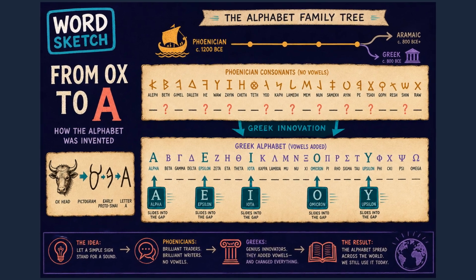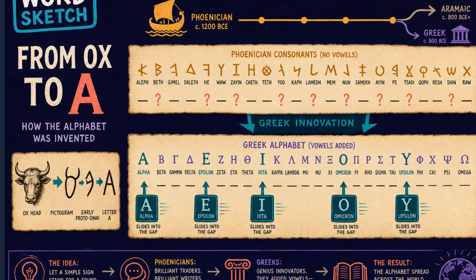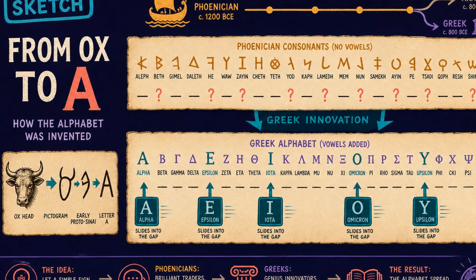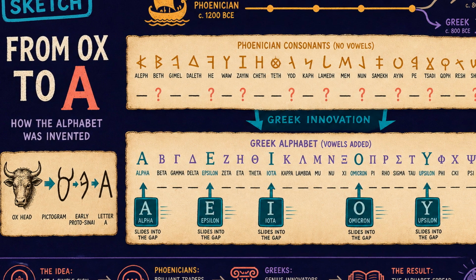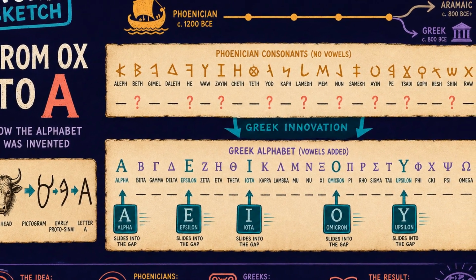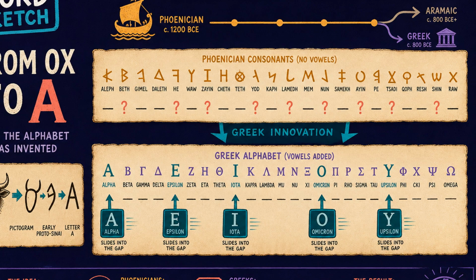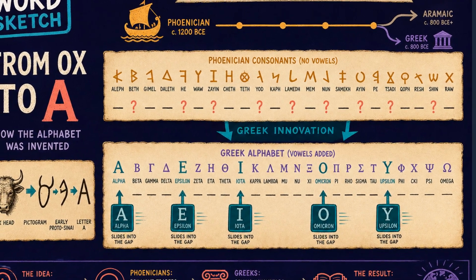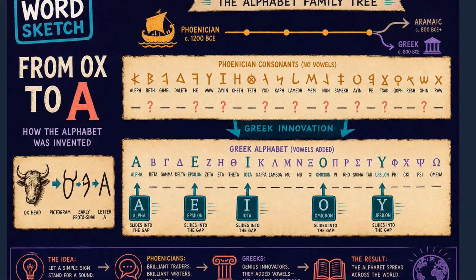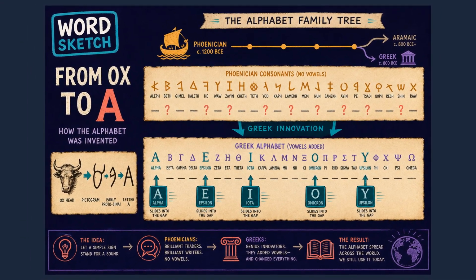Phoenician writing marked consonants and left vowels implicit. Readers knew which vowels fit from context, the way you still do in TXT MSGS. When the Greeks adopted the script, they had a problem. Greek needs vowels. So they turned some consonant letters into A, E, O, and invented new ones for other vowels.